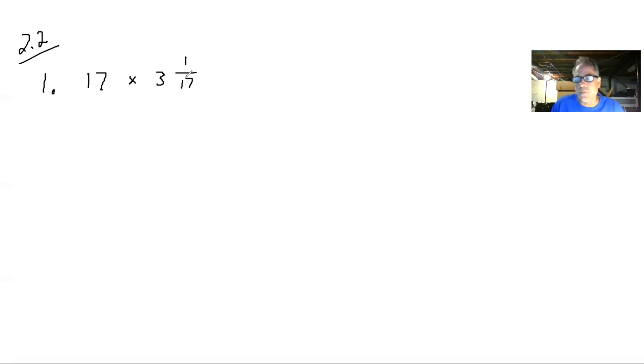This is what we call a mixed fraction. Now, understand a mixed fraction in and of itself. Here would be the one circumstance that's not multiplication. It's not 3 times 1/17. When you have a mixed fraction, it is actually 3 plus 1/17. Okay.